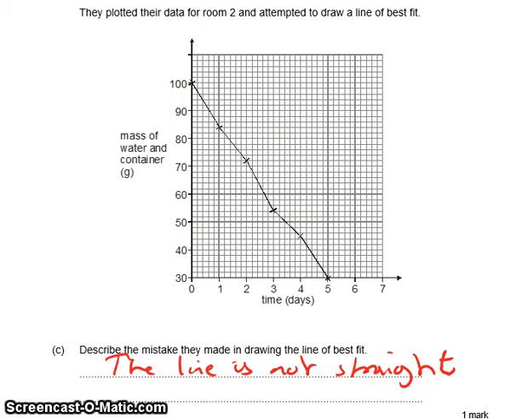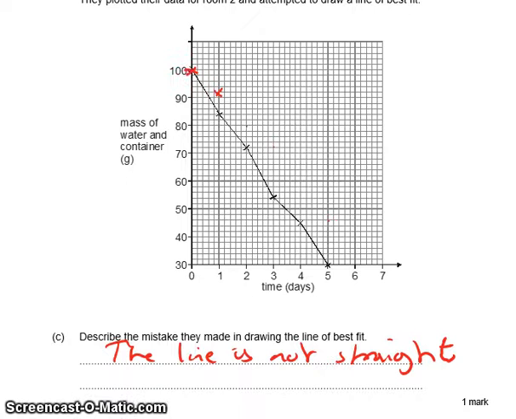And next, for part D, they want you to plot the data. So they need to see 6 points correctly plotted on your graph. So the next point I've got to draw is for 2 days and 80. So I go up from 2 days and there's 80, so I draw across there. Next one is 3 and that's 70, so go up and then 70. The next one is for 4 days and that's 60.